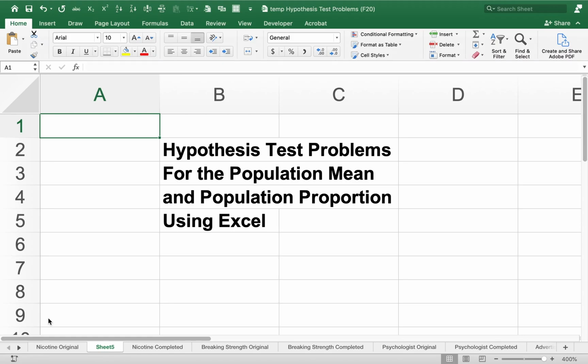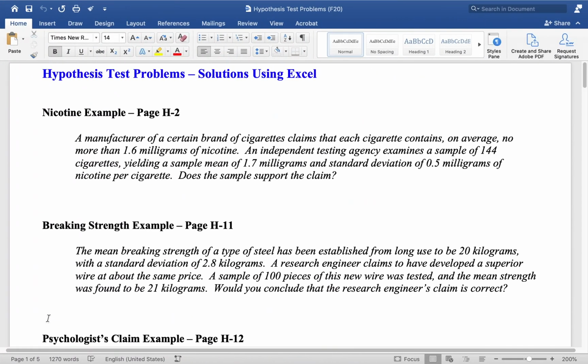Hi, ladies and gents. Today we're going to take a look at how to do hypothesis test problems for the population mean and the population proportion using Excel. Now, I introduced you to a couple of problems in Unit H. Actually, there's about 4 problems here. I'm going to walk you through 3 of them and just briefly mention the other one. But the first one was the nicotine example.